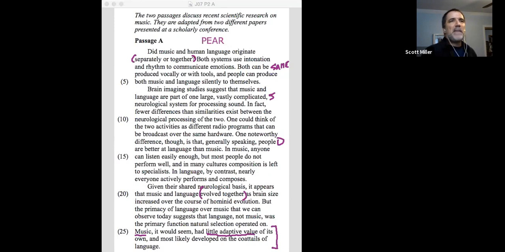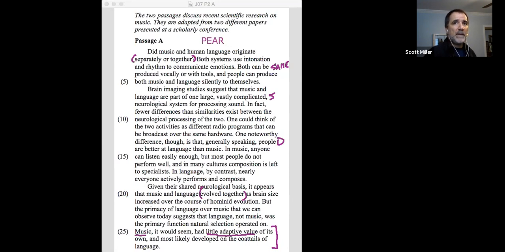So what do you think is the main point of this passage as a whole? If we look at the passage as a whole, what do you think is the main point? What's the author trying to convince us here? Somebody tell me in the chat window. Let's see what people say in the chat window. Just a few words. What's the main idea of this passage as a whole? Convince us that language evolved before music?